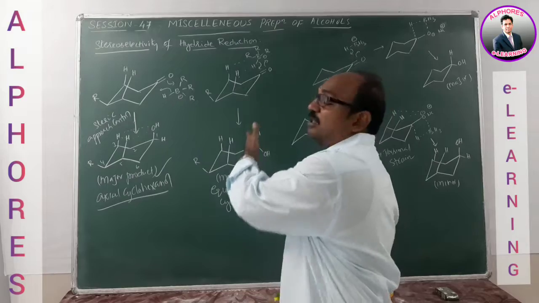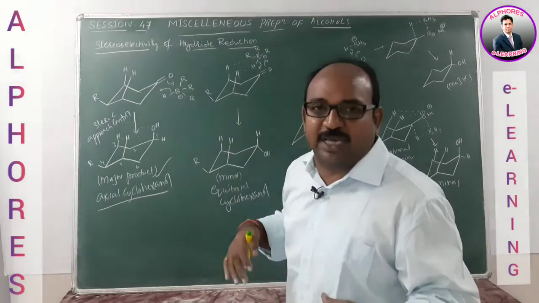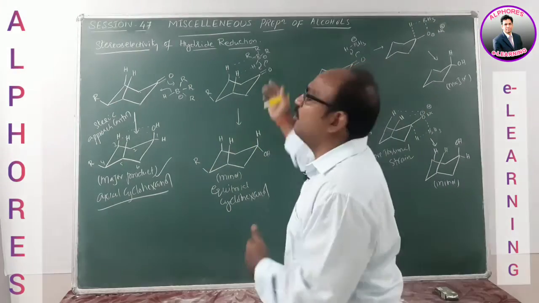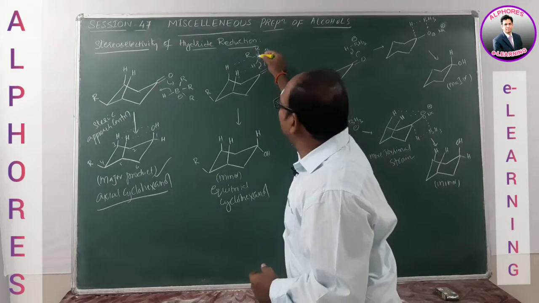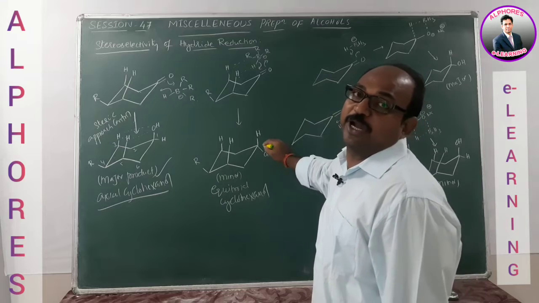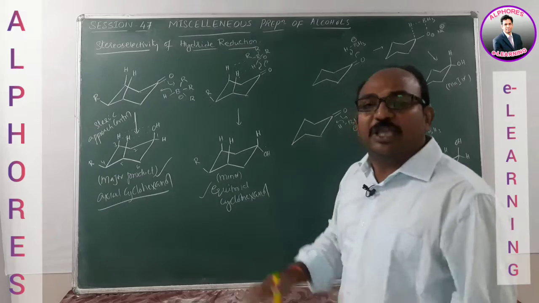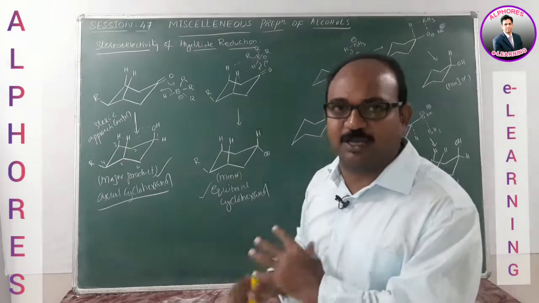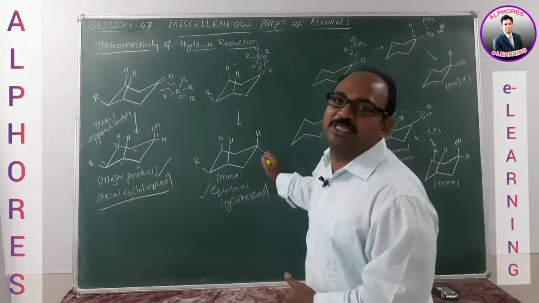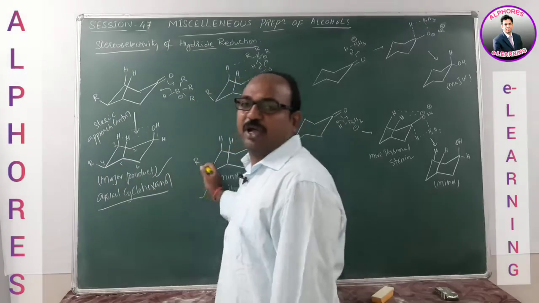Now let's come to path 2. In this case, what happened? The reducing agent approaches in the more hindered direction. Because the approaching one approaches here, this OH group comes like this, which means the formed product consists of the OH group in the equatorial position. That's what we call equatorial cyclohexanol, in which the OH group is in the equatorial position. So here there is no change in the position of the alkyl group.